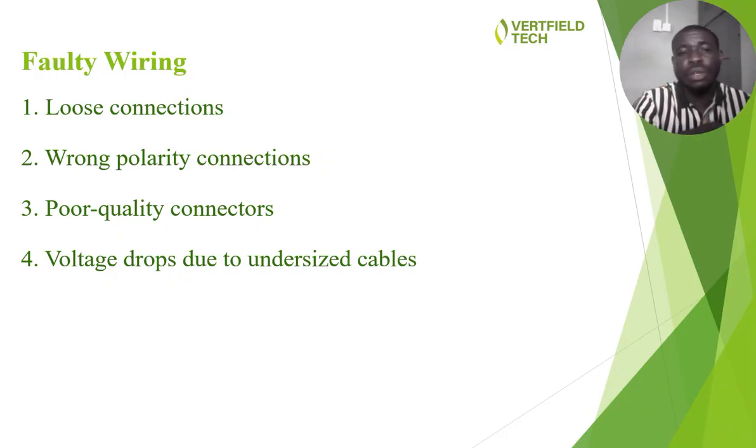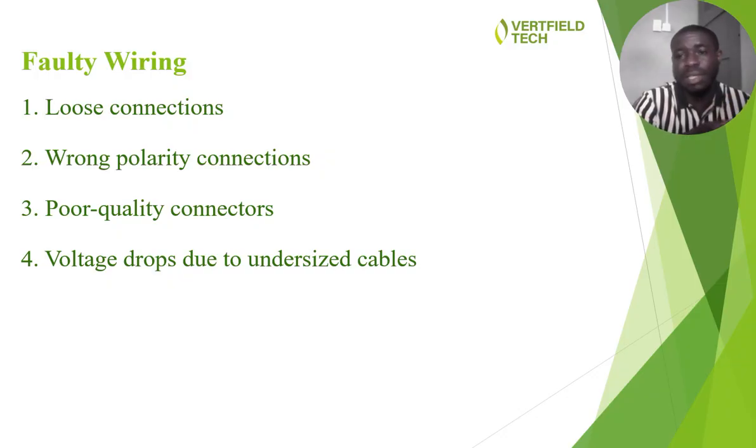Loose connections could be one of the things that lead to wiring failures. When you do not have tight connections, or when you have wrong polarity connections, where you are supposed to do positive and negative connections and you mix them up wrongly, it could lead to wiring failures as well. Poor quality connectors. When you use poor quality or bad connectors, it could lead to solar generator failures through faulty wiring.